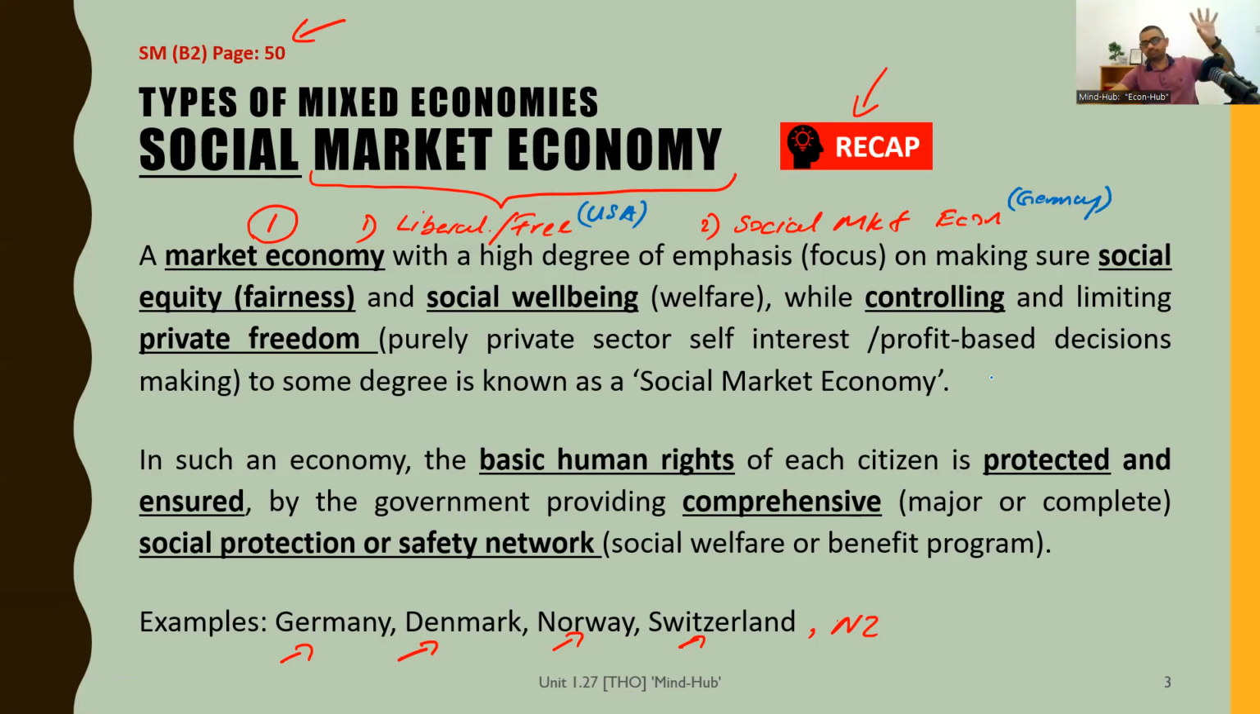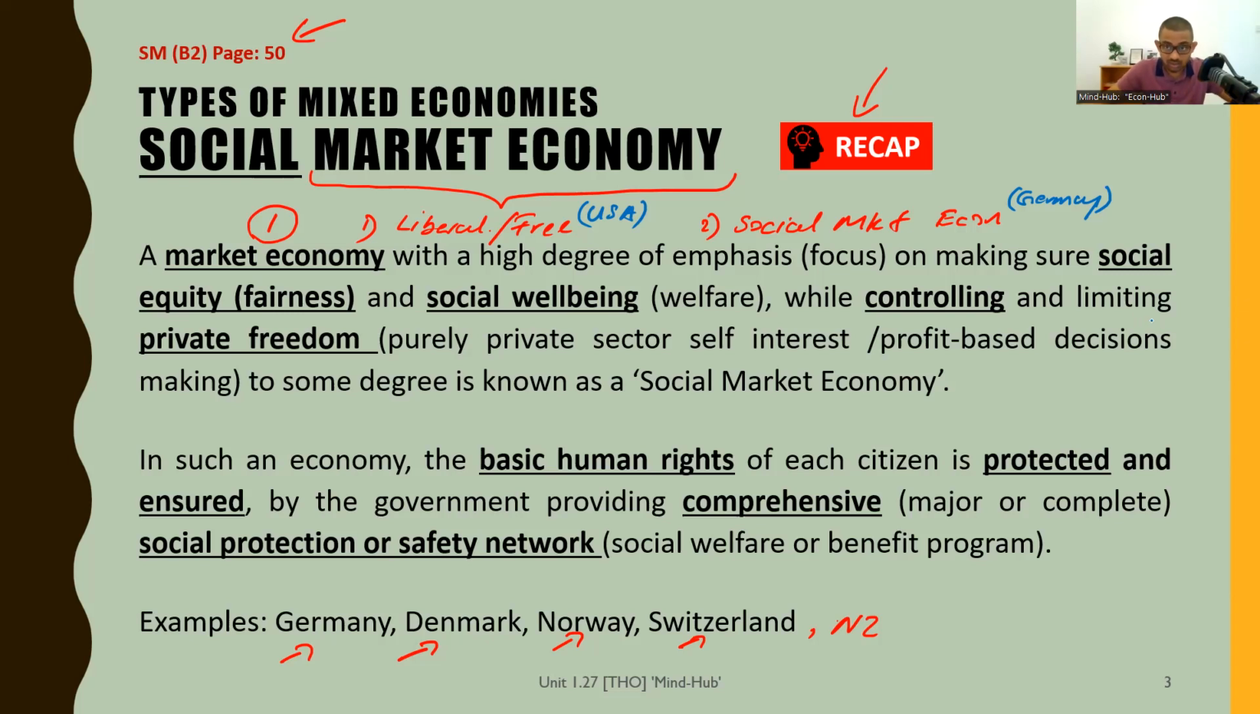Now, if you look at a country like USA and Germany, one of the similarities you will see is both are market economies. USA is a liberal market economy, whereas Germany is a social market economy, but both fall into the same broad family, market economy. Then what is the difference? The main difference is a liberal market economy, a free market economy, countries like USA, where the focus is very, very less on things like social equity and social well-being.